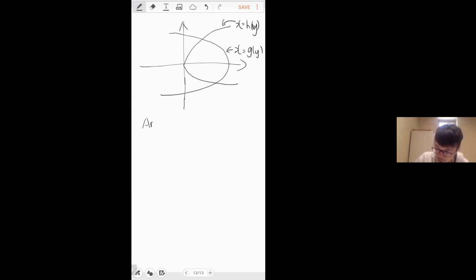In this case, I have to do horizontal. The reason is, if I draw it vertical, on one end is h of y, and on the other end is the same function, h of y, which is not good because you don't want the top and bottom to be the same. And on this side, the top is g of y, and the bottom is the same g of y, which is not good. And in this case, I want to do horizontal.